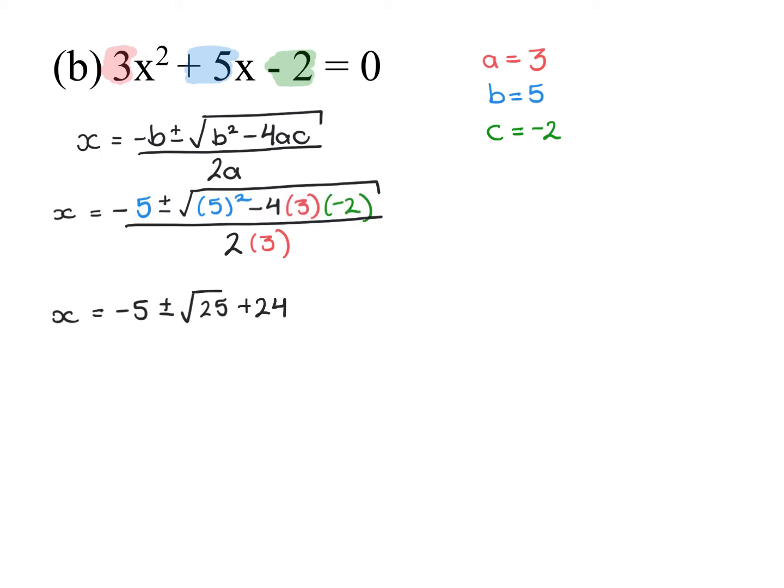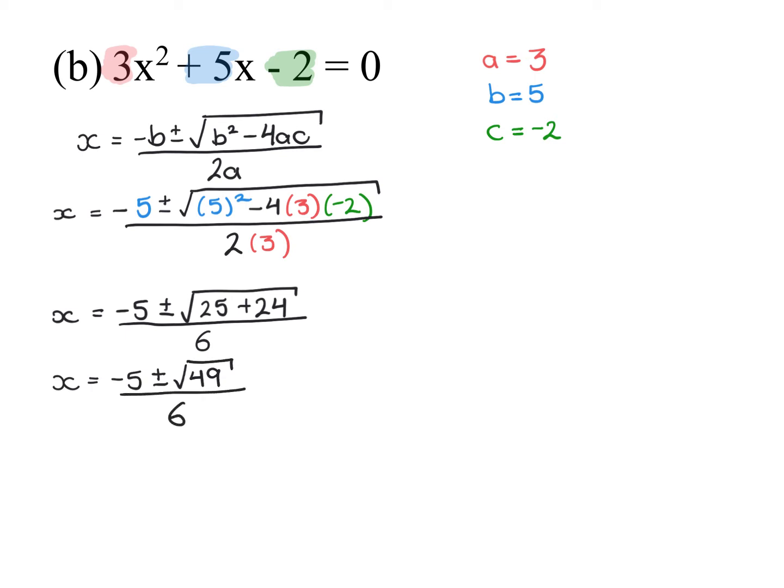Okay, close the square root. All of that over 2 times 3, which happens to be 6. So let's put that 6 there. Okay, let's go further. X is equal to -5 plus or minus, and 25 plus 24 happens to be 49. So let's write that inside of the square root, all of that over 6.